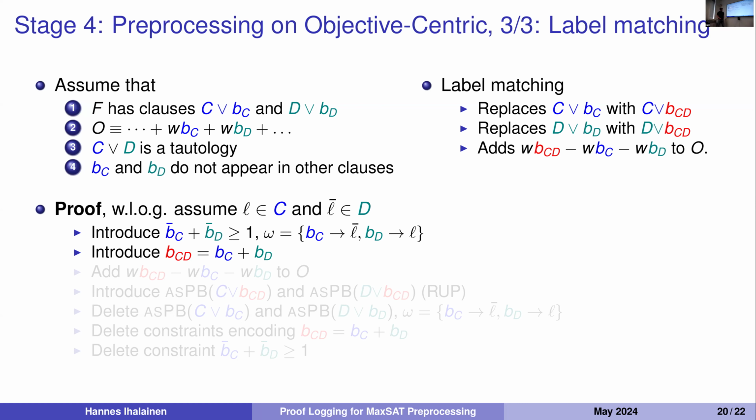Okay, then we introduce this BCD variable, and we basically set it equivalent to the sum of BC and BD. And because we have this constraint that says that BC plus BD cannot be true at the same time, this is possible. So after this, we update the objective function. And because we have this constraint, this is sound.